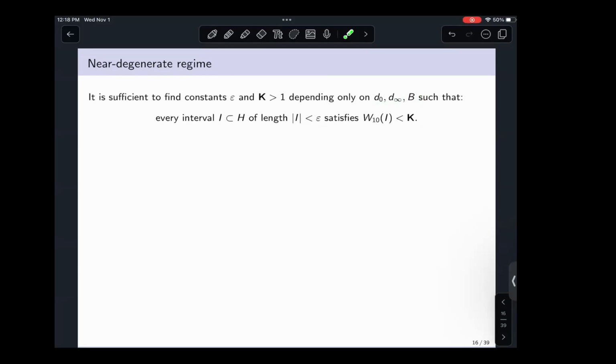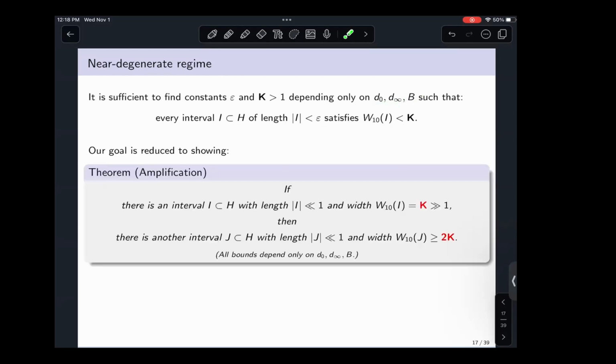And how it is done is we go by contradiction. So if we assume that there is a sufficiently small interval with sufficiently large width, then I want to prove that somehow along the lines I can find another interval again of sufficiently small length, so sufficiently deep on the quasicircle, but then the width is now amplified at least 2 times. Okay. So this is what's called the near-degenerate regime.